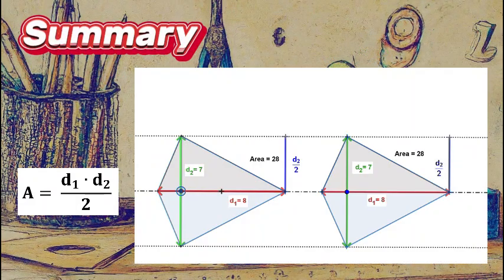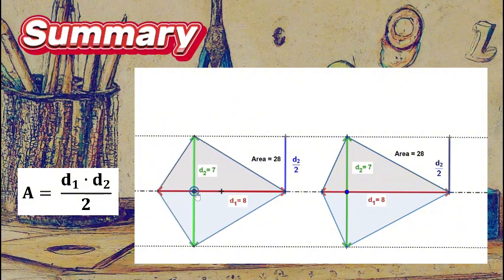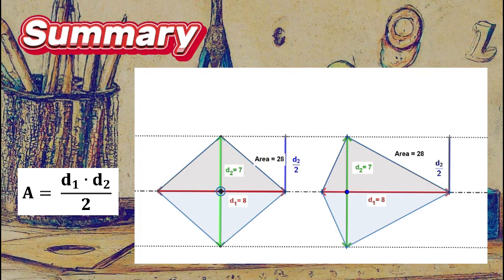To sum up, the area of a kite, or in the specific case of a rhombus, as shown in the left figure here, is equal to half the product of its diagonals D1 and D2. Whether the kite is convex or non-convex, as shown in the right figure here, its area is given by exactly the same formula.